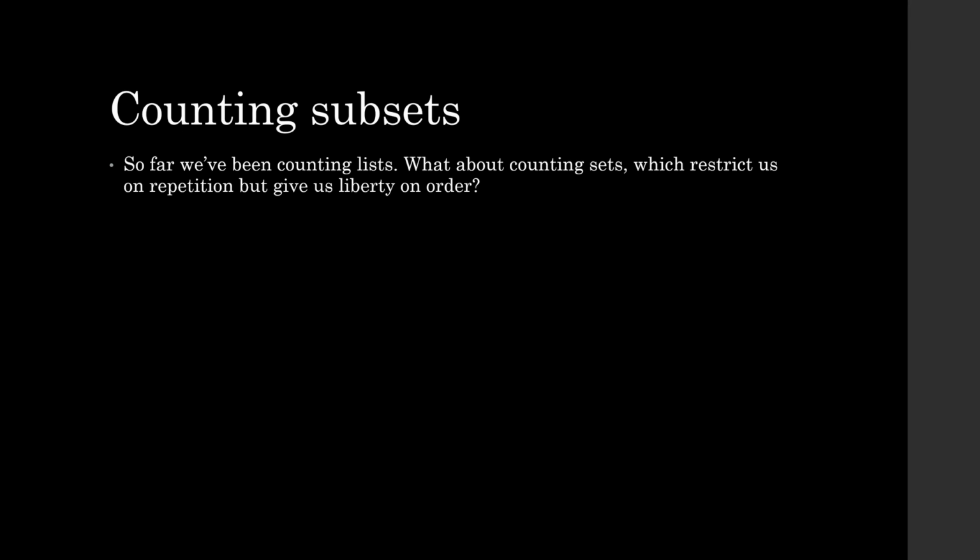So what I mean by that is, in lists, I'm restricted: the list A, B, and C is specific to this order. This is not equal to the list C, B, and A, because that's just what lists are. But the subset A, B, C is equal to the subset C, B, A because order doesn't matter.